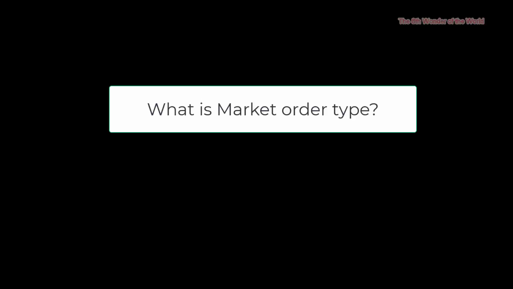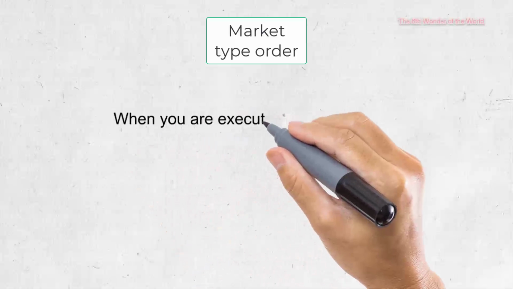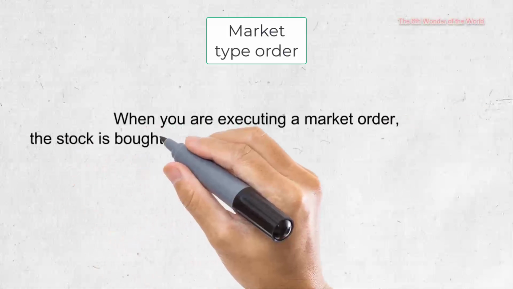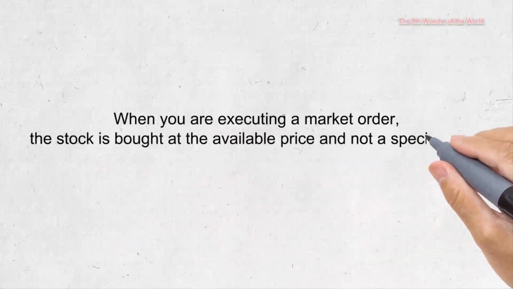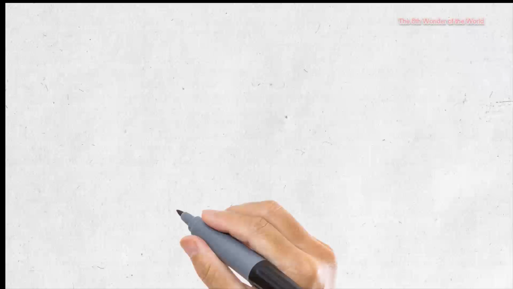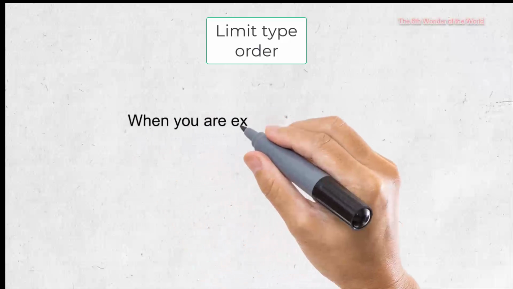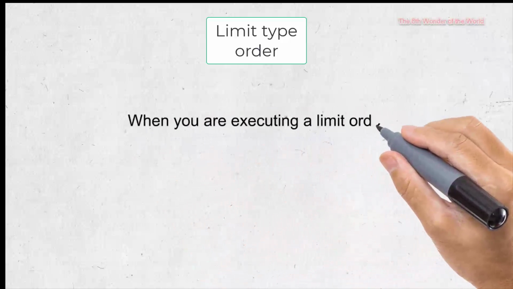Before I show how to place the buy order, I will explain what market order type and limit order type is. When you are executing a market order, the stock is bought at the available price and not at a specific price. When you are executing a limit order, the stock is bought at a specific price.